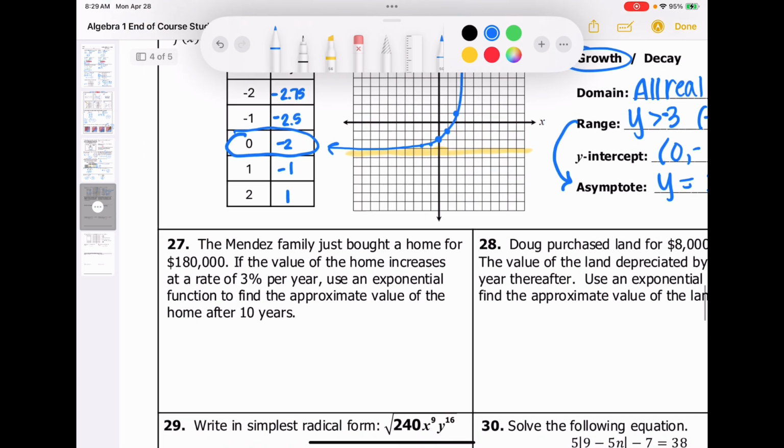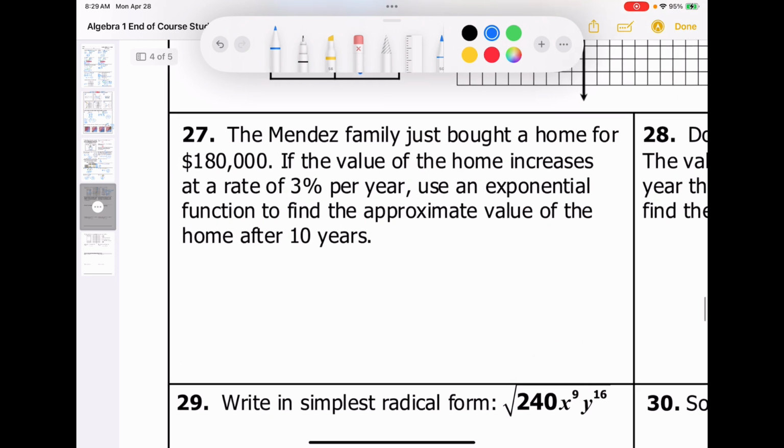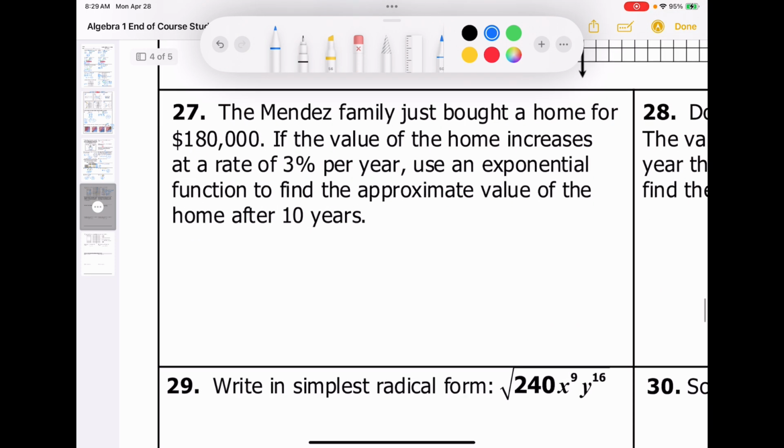All right, for 27 and 28, these are the word problems. So you're using this formula. The Mendez family just bought a home for $180,000. If the value of the home increases at a rate of 3% per year, find the approximate value of the home after 10 years.